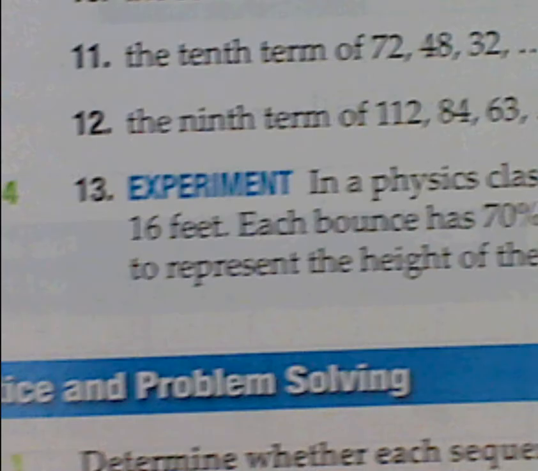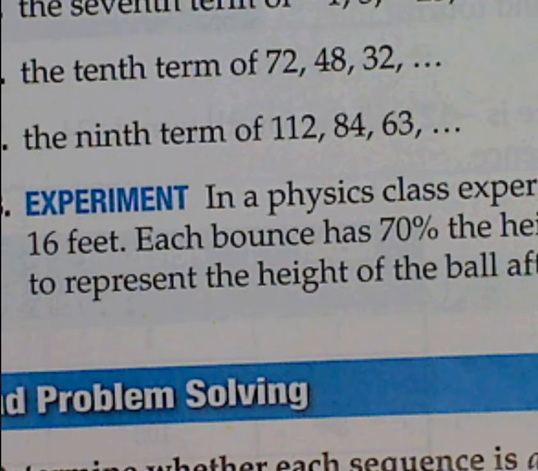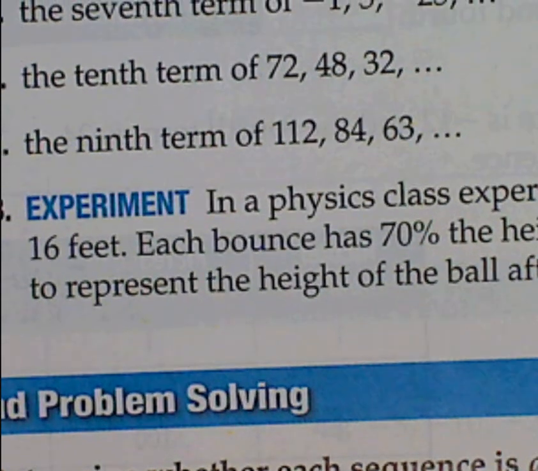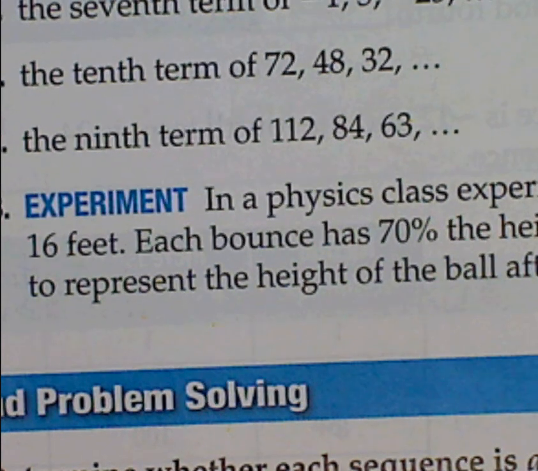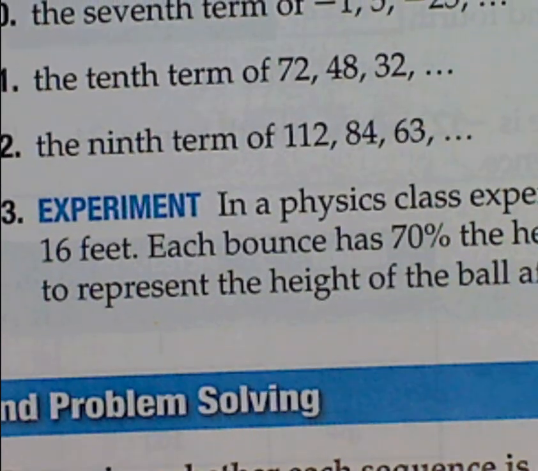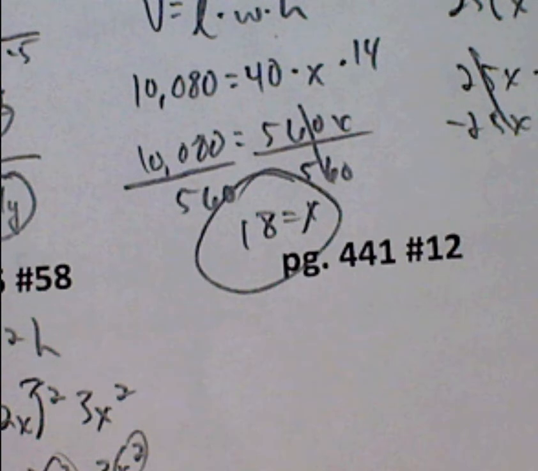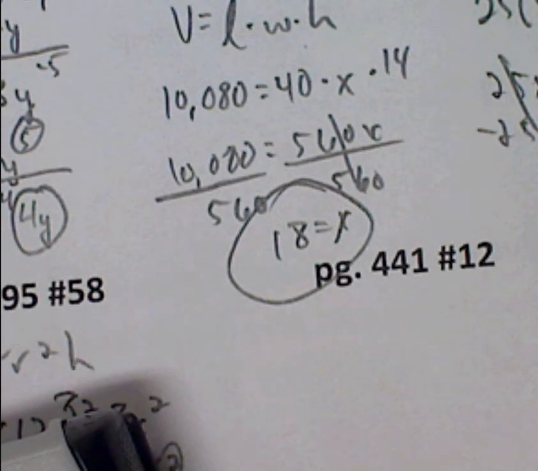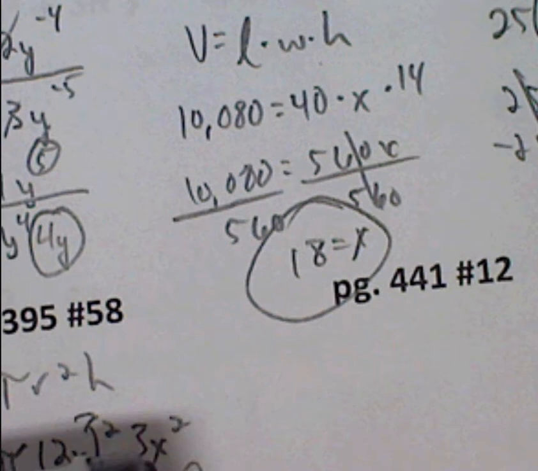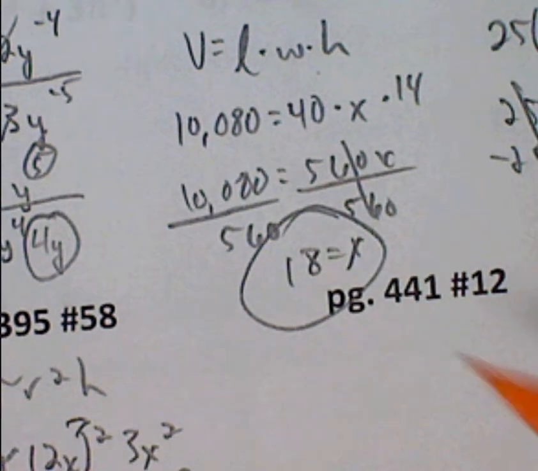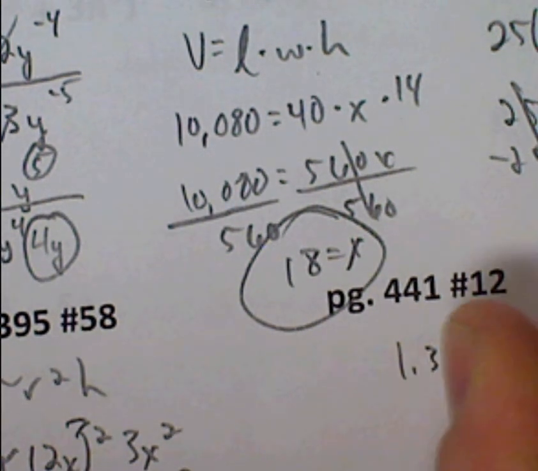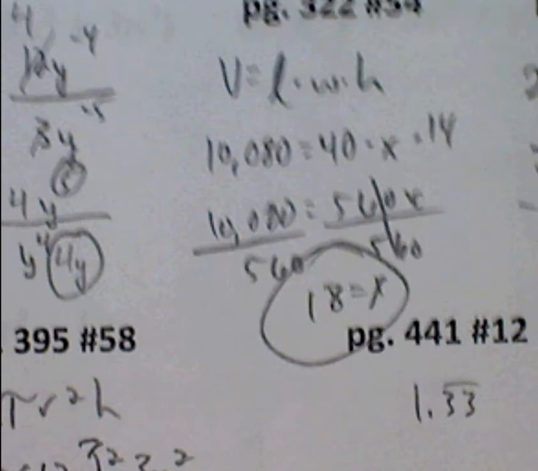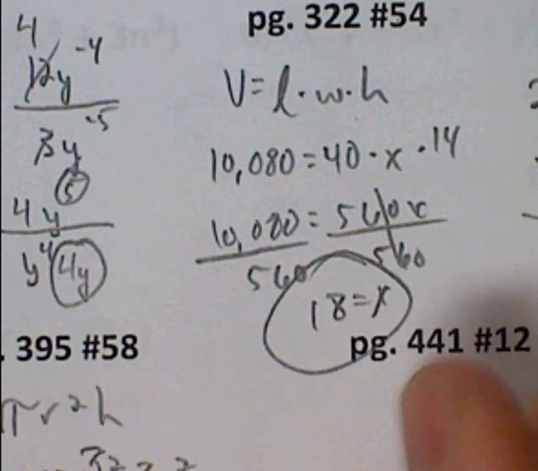Number 12 says the nth term of this sequence, and it is geometric. Geometric means I'm multiplying or dividing by the same number. So let's see what I'm dividing by. 112 divided by 84 gives me 1.333, so 1.33 repeating. So that's what I'm dividing by.